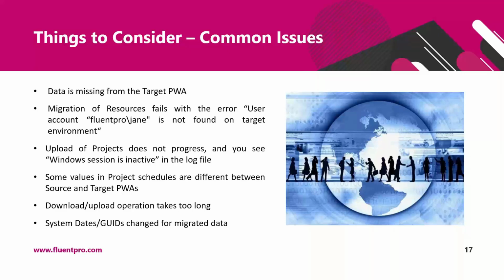And one more reason for the missing data is that it can be related to the known limitations. For example, FluentBooks does not migrate approvals, so when you go to the approvals page in the target PWA, it will be empty just because it is a known limitation. Or, for example, Enterprise Global, which FluentBooks does not migrate, and it needs to be recreated in the target PWA.